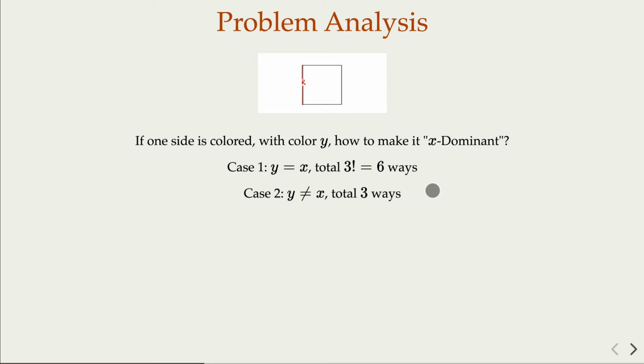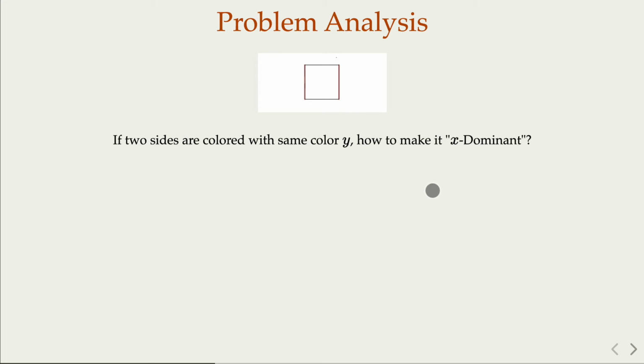Alright, so what if I have two sides colored with the same color, let's say red? Now if I already colored red, how do I make red dominant or green dominant? Again, in abstraction, how do I make it X dominant if two sides are colored with color Y? If X equals Y, in this case I have already colored red and I want to make it red dominant, then the other two must be green and blue, and there are 2 different ways, either green and blue or blue and green.